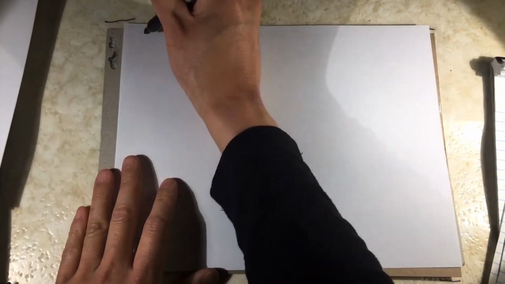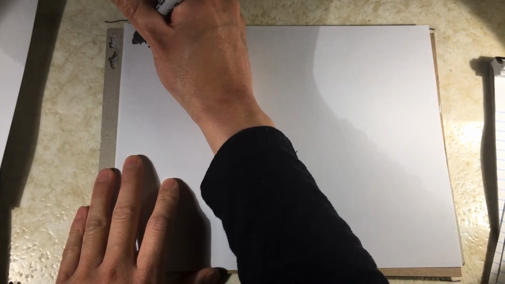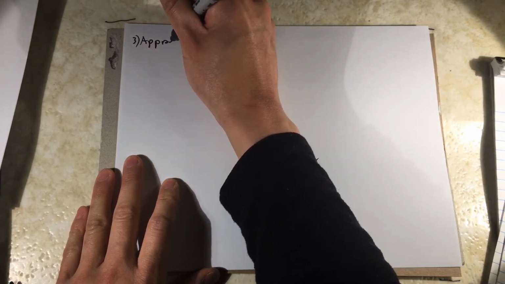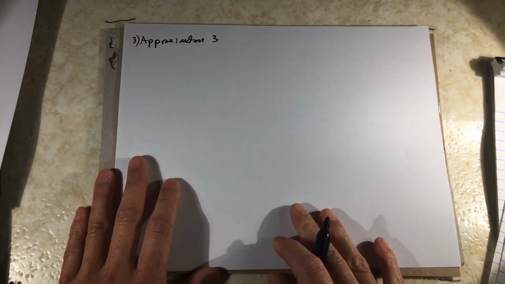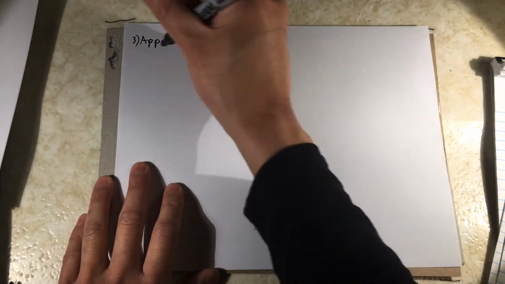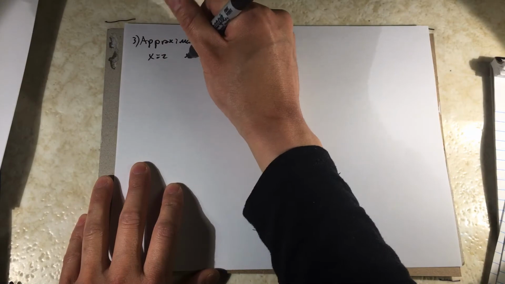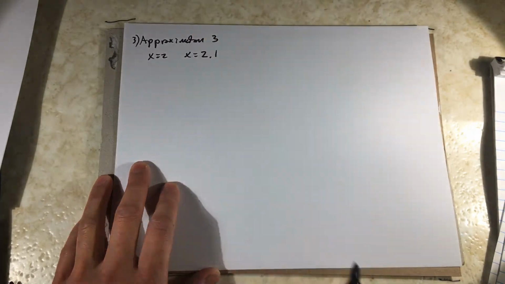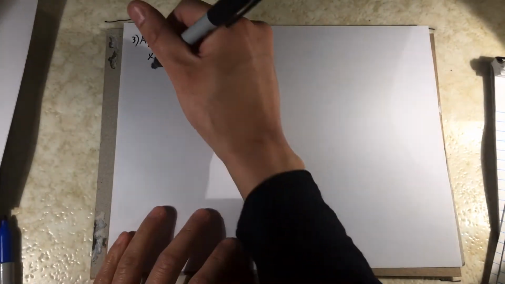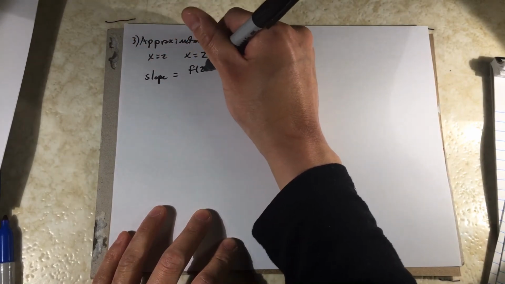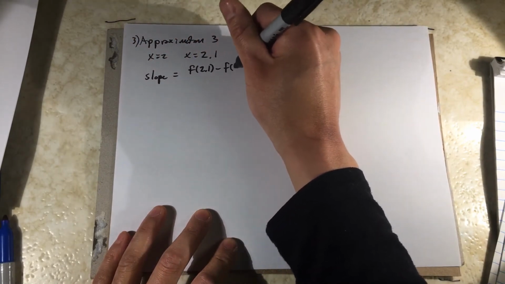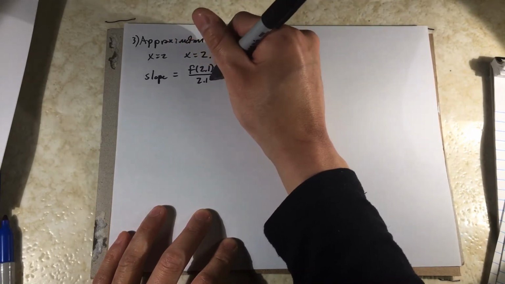Okay, so let's do approximation 3. So approximation 3 is x equals 2 and x equals 2.1. So our points are getting closer together. So the slope is f of 2.1 minus f of 2 over 2.1 minus 2.